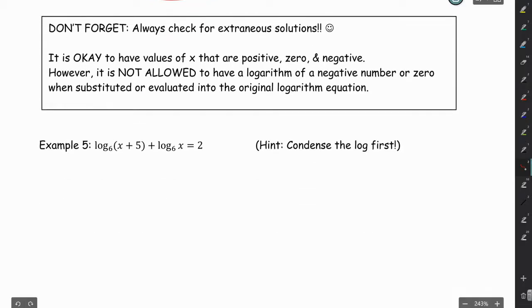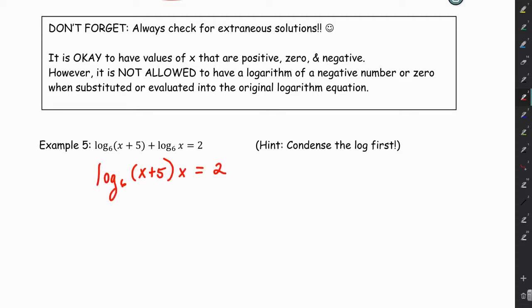Now, there's lots of different ways to approach a log problem, and the only way you're going to get good at it is practice. So there's a lot of practice in this lesson. If you notice on the left side, we have log base 6 of x plus 5 plus log base 6 of x. The first thing we need to do here is condense what's on the left side. We have plus between, which means when we condense, we're going to have multiplication. All right, that looks better already.